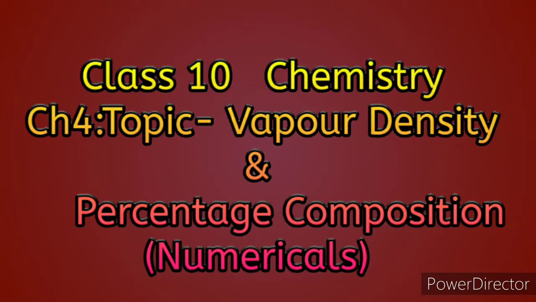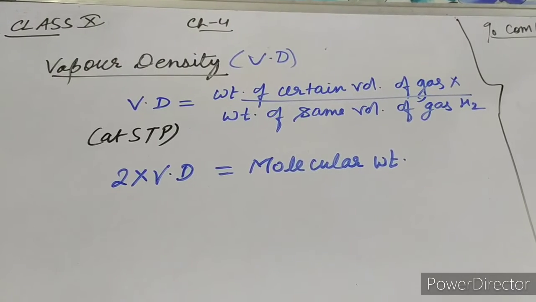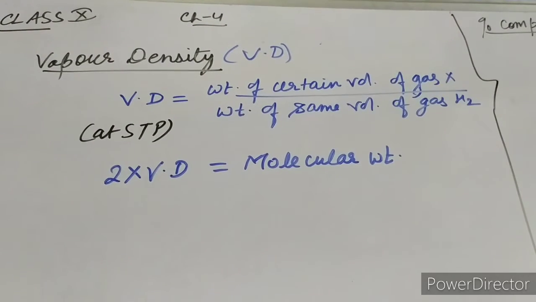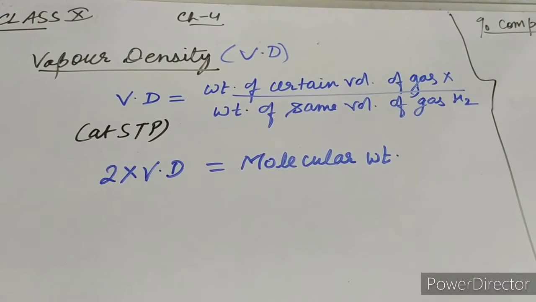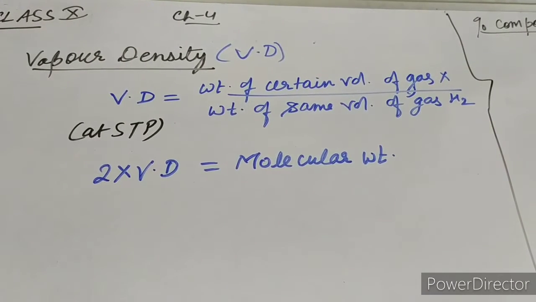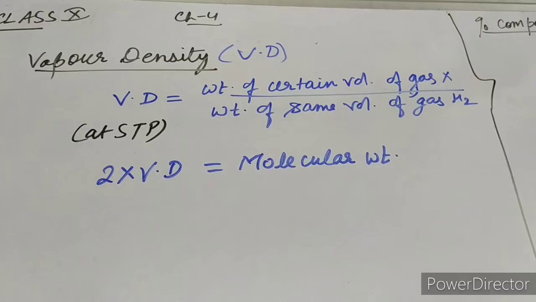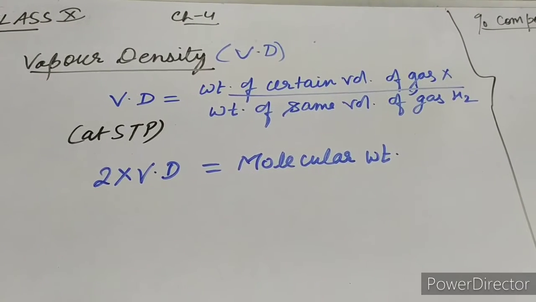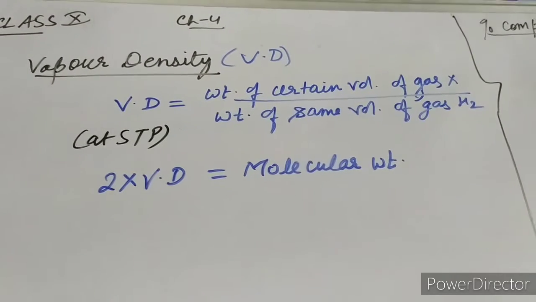Dear students, this is chapter number 4, class 10. One topic is empirical and molecular formula, which I have sent you in another video. This video will deal with the remaining two topics that are in your course, that is vapor density and percentage composition. Now let's see the definition of vapor density first.